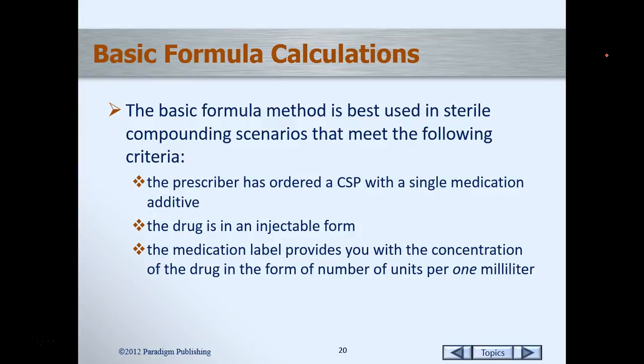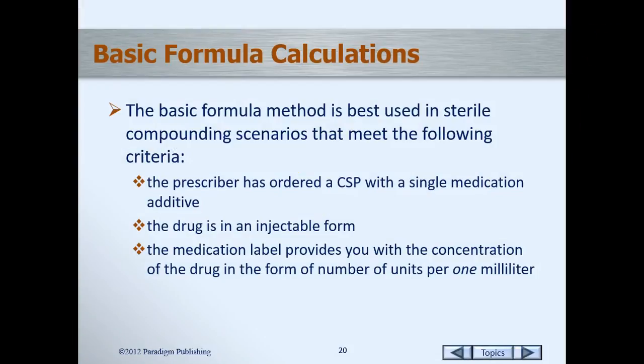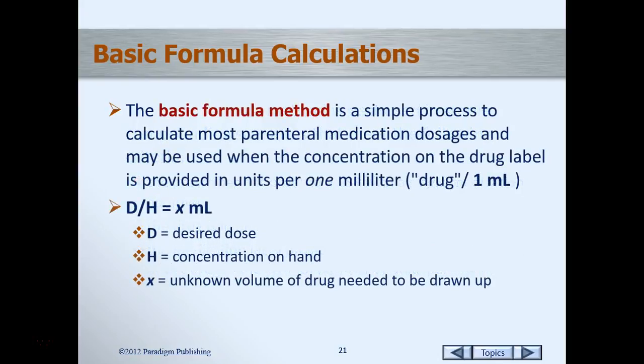So this is primarily when they order a single medication. It's in an injectable form, and most often it's easiest when you're using a 1 milliliter dose. The basic formula is D over H equals X.